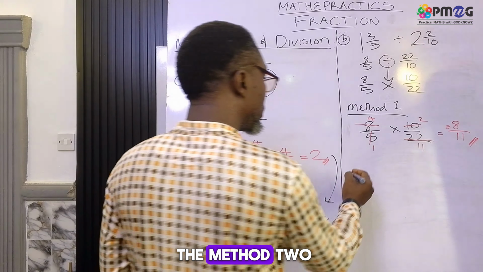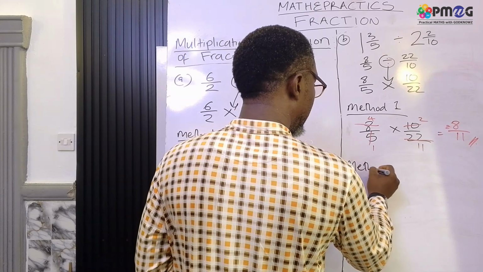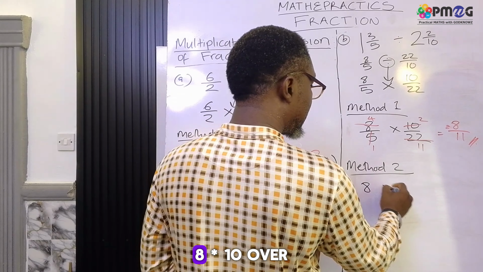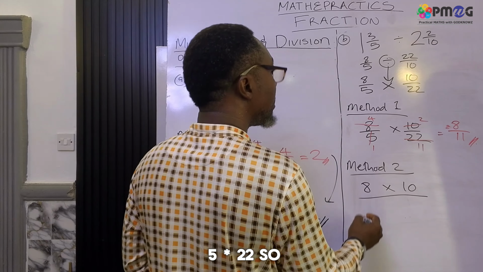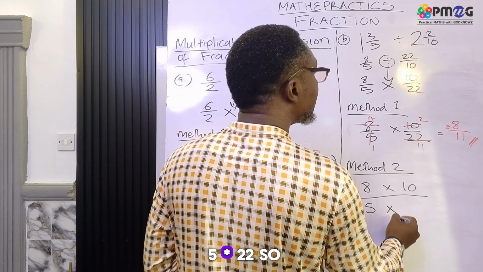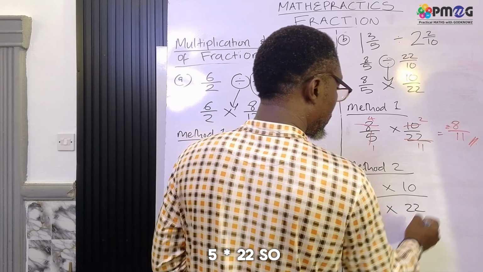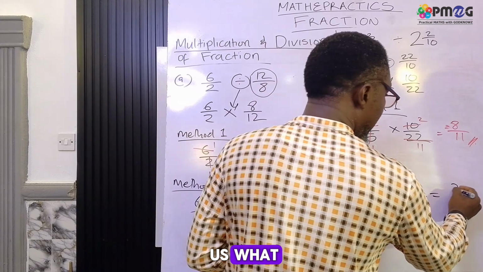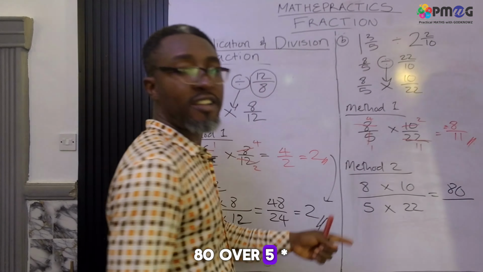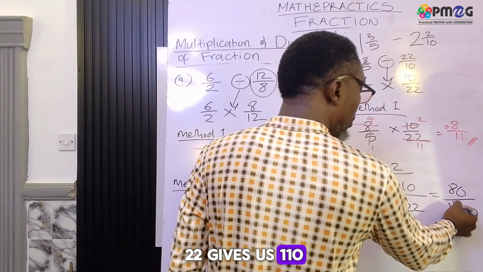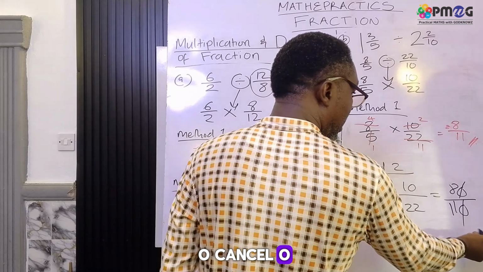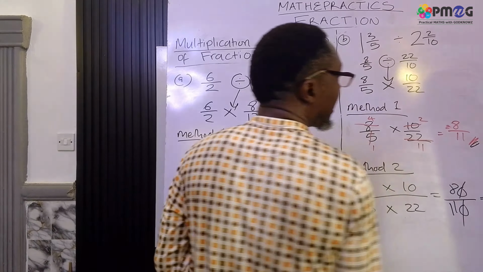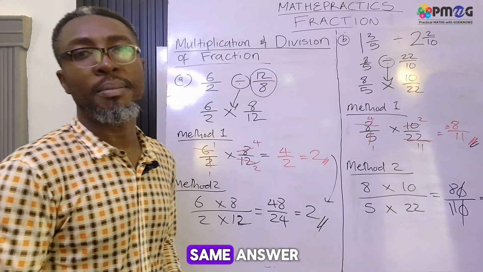Now let's try out method 2. Method 2 will be what? 8 times 10 over 5 times 22. So what would this be? 8 times 10 gives us what? 80 over 5 times 22 gives us 110. 0 cancels 0. We are left with what? 8 over 11. Can you see? We are also getting the same answer.